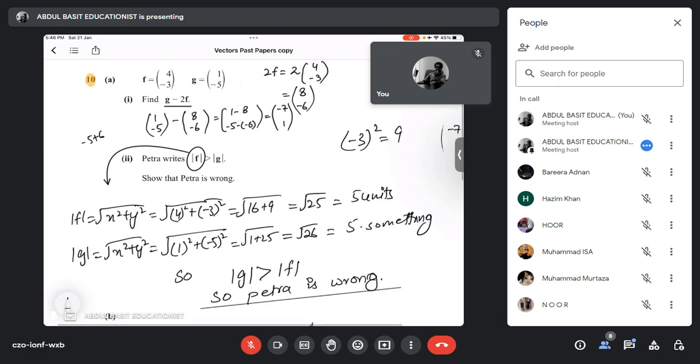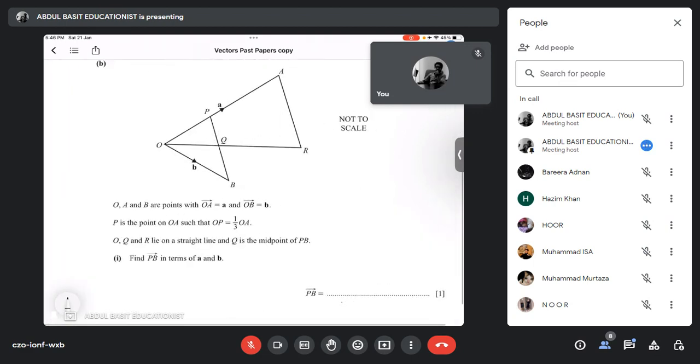Okay, look at the question please. Everyone pay attention. Hoor, Noor and Barira, all three of you concentrate completely. O, A and B are points with O to A equals small a. The whole path from O to A is equal to small a. O to B is small b. P is the point on OA such that O to P is 1/3 of OA.